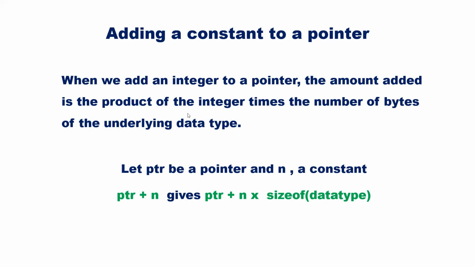So that means when we add an integer to a pointer, the amount added is the product of this constant n times the number of bytes of the underlying data type. For example, if integer is taken as 2, then it is n * 2. If it is float, we assume that it is 4, then it is n * 4, like that.